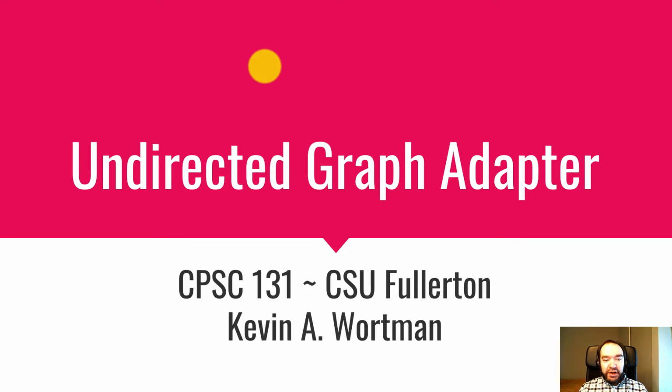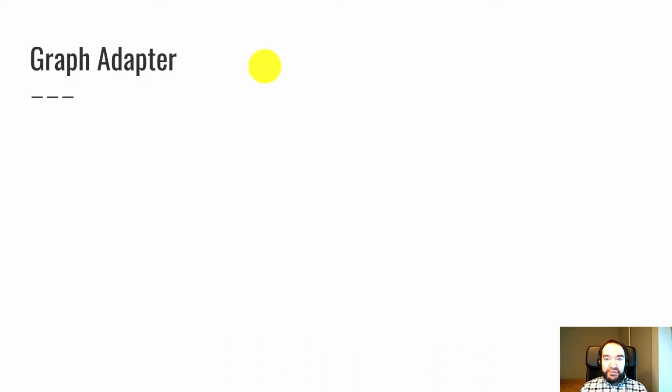Hi, this video describes an undirected graph adapter. We've presented two data structures that represent directed graphs, but sometimes we need to deal with undirected graphs. So what we're going to see here is how we can implement an undirected graph data structure using one or the other of those two directed graph data structures, the adjacency list or the adjacency matrix.